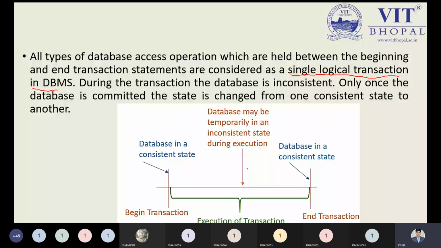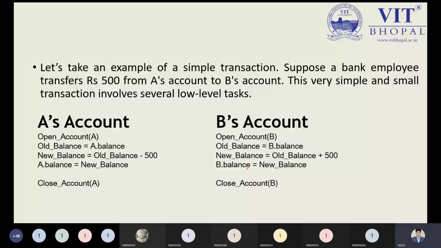Good. So now see, let us take an example of a simple transaction, then you will understand each and every concept properly. Suppose a bank employee transfers 500 rupees from A's account to B's account. Okay, so we want to transfer 500 rupees from A's account to B's account. This is a very simple and small transaction, but it involves several low level tasks. Now see, what are the activities I have to do?